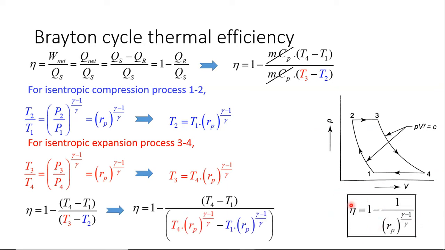This is the air standard efficiency, or efficiency of the Brayton cycle, which is given by 1 minus 1 upon Rp raised to gamma minus 1 upon gamma, where Rp is the pressure ratio given by P2 by P1 or P3 by P4.